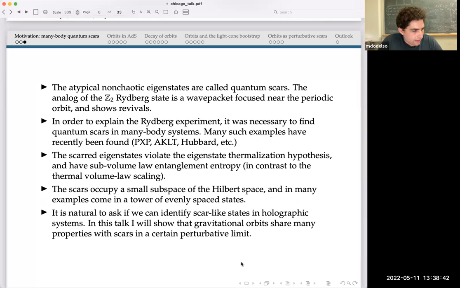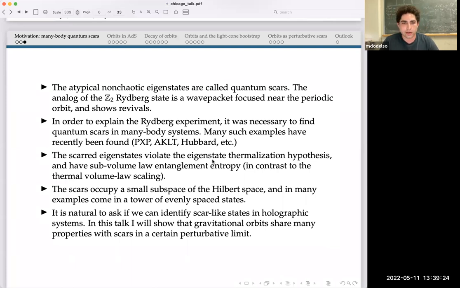So after this experiment was conducted, the next step was obviously to theoretically find these scars in more complicated many-body systems than the billiards model. And there's a vast literature, and many examples have been found. Here are some of them. So these scarred eigenstates violate ETH and have a sub-volume law entanglement entropy in these states. So that's in contrast to a thermal type state, which has a volume law scaling of the entanglement.